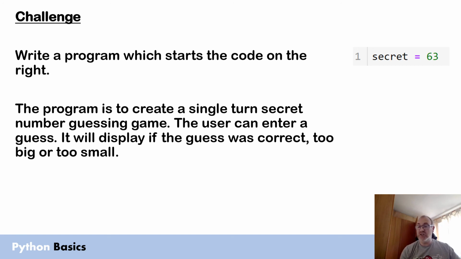The user can enter their guess. If that guess is the same as secret, then it's going to say well done. If the guess is smaller, then you're going to say that was smaller or too small. If it's bigger, then you're going to say it's too big. Have a go at this one. At the end of this video, I have got a model answer for this one, just in case you're not sure, but I'm sure you'll get this really easily.